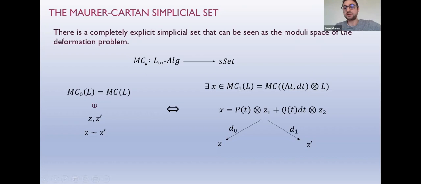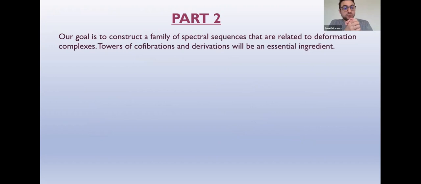Then this was a crash course on deformation theory. What Pedro and I did was construct these spectral sequences that I'm going to speak about in the next part, because I finished the first. These spectral sequences converge to, or are related to, deformation complexes. So we go back to the beginning. What we want to do now is construct this family of spectral sequences that are related to deformation complexes. In order to do that, we need to speak about towers of cofibrations and derivations. Okay, so let's go back to the spectral sequence that we were speaking about.